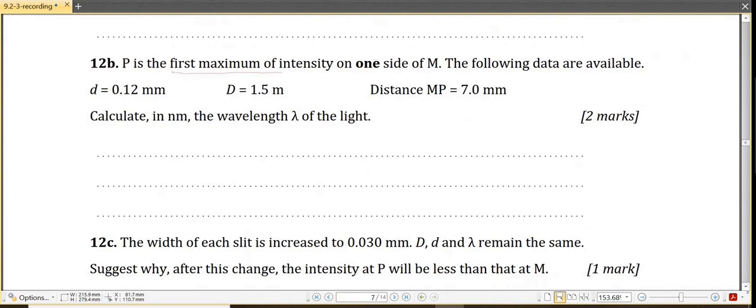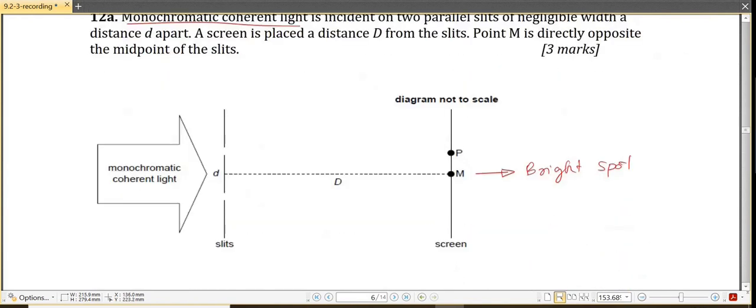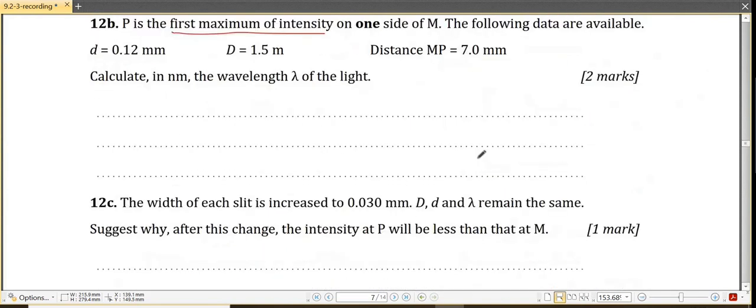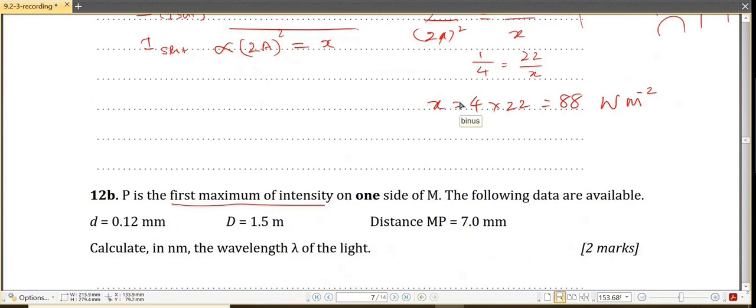P is the first maximum of intensity. So they're talking about here, this is the first maximum of intensity. On one side, the following data are available. Small d, the distance between the slits, equals 0.12 millimeter. Capital D, the distance between the slits and the screen, is 1.5. And distance MP is 7 millimeter.